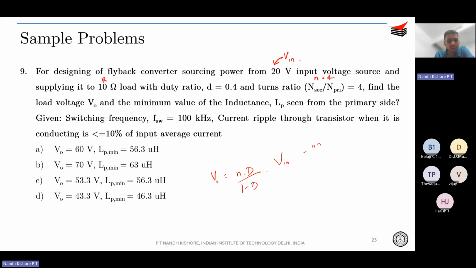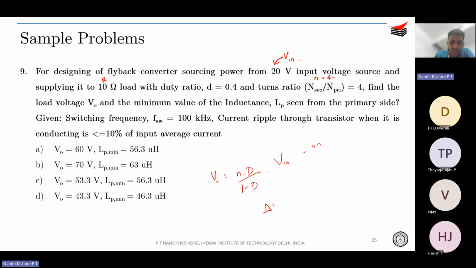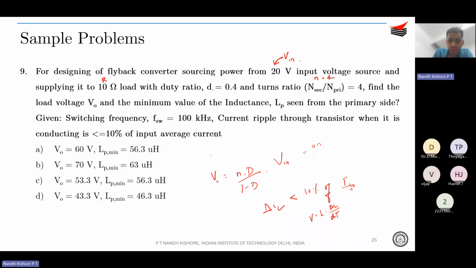But they have helped us with what? Switching frequency is 100 kilohertz. Current ripple through the transistor when it is conducting is less than 10% of input average current. So current ripple or the delta IL should be less than 10% of the average input current or Iin. Iin can be found out and delta IL should be less than 10% of that. You know that V is equal to L into delta IL by whatever is the dt. So from this you need to find out what is L.